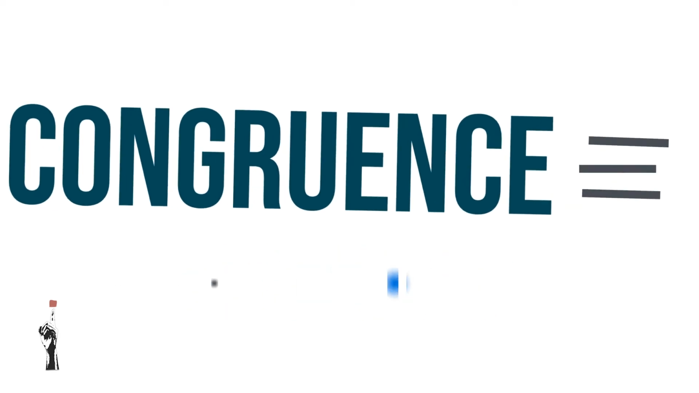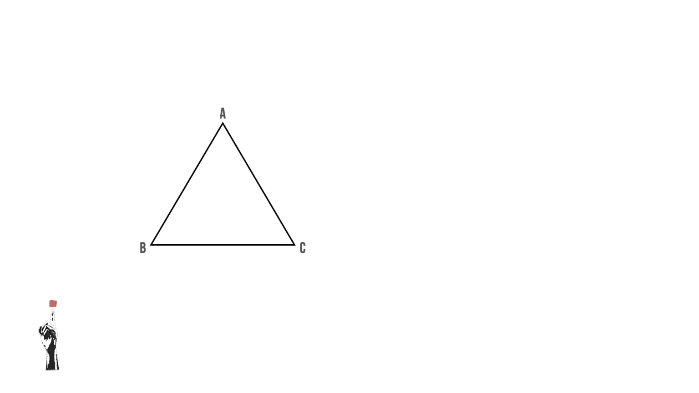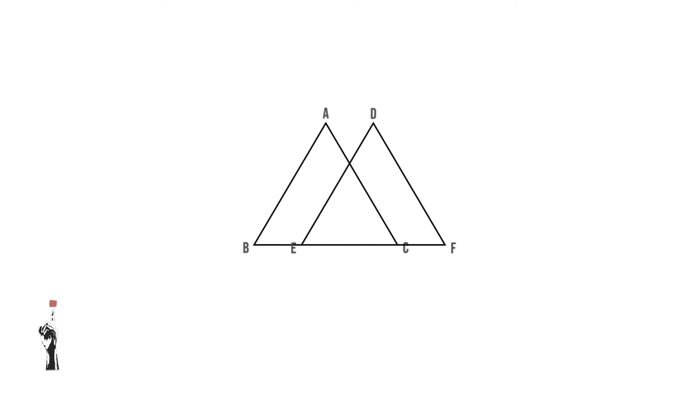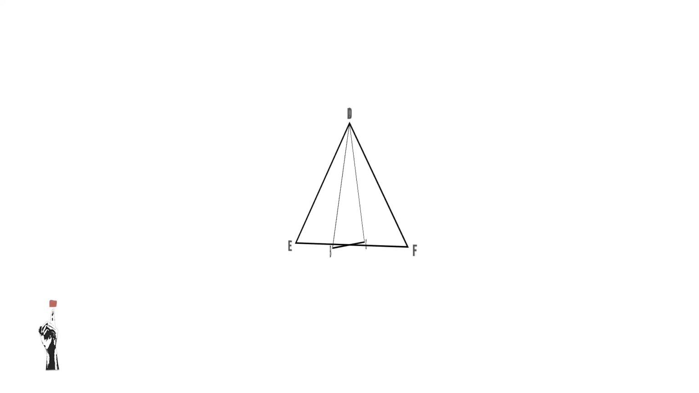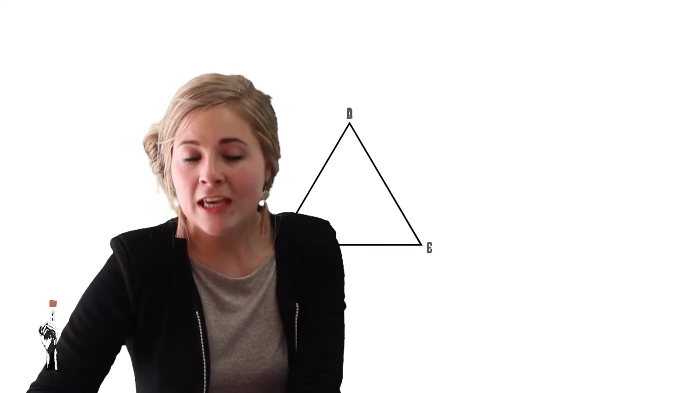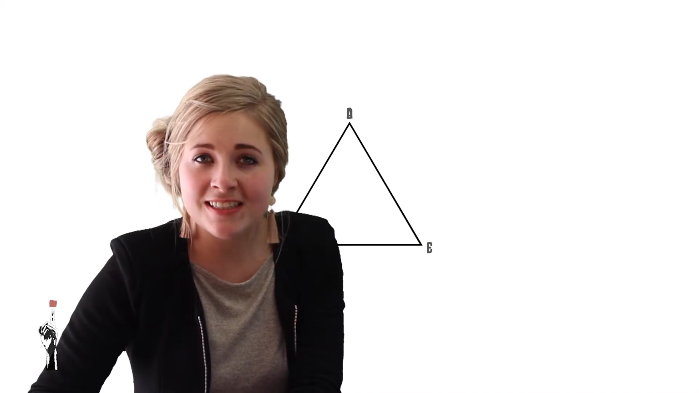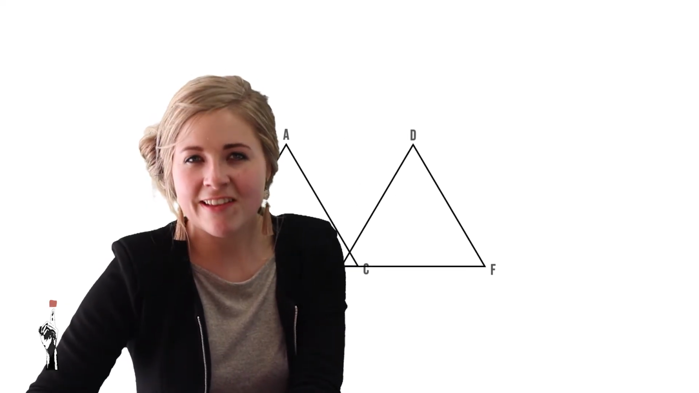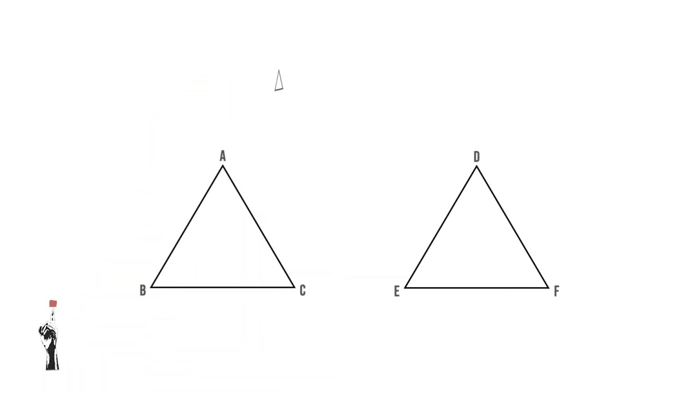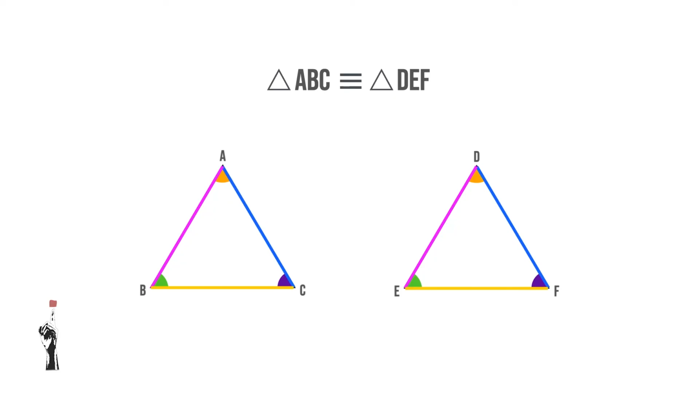Let's look at these two triangles, triangle ABC and triangle DEF. You may move, rotate, or flip the shapes to fit each other. If you do that and they fit exactly onto each other, we say that they are congruent. Triangle ABC is congruent to triangle DEF. That means that their corresponding angles and corresponding sides are equal.